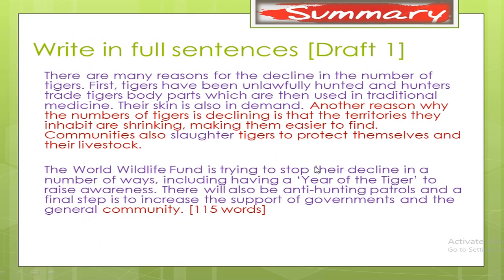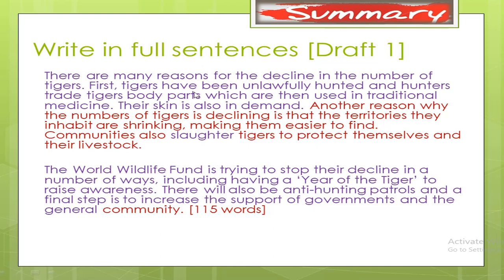So let's see how we can write it in full sentences. There are many reasons for the decline in the number of tigers. Usually, for the summary, there is no need for an introduction and conclusion. But in some cases, we can use a topic sentence like this: there are many reasons for the decline in the number of tigers. Then we can go directly to the summary part, because we don't want any introduction for the summary. We just give a topic sentence if needed.